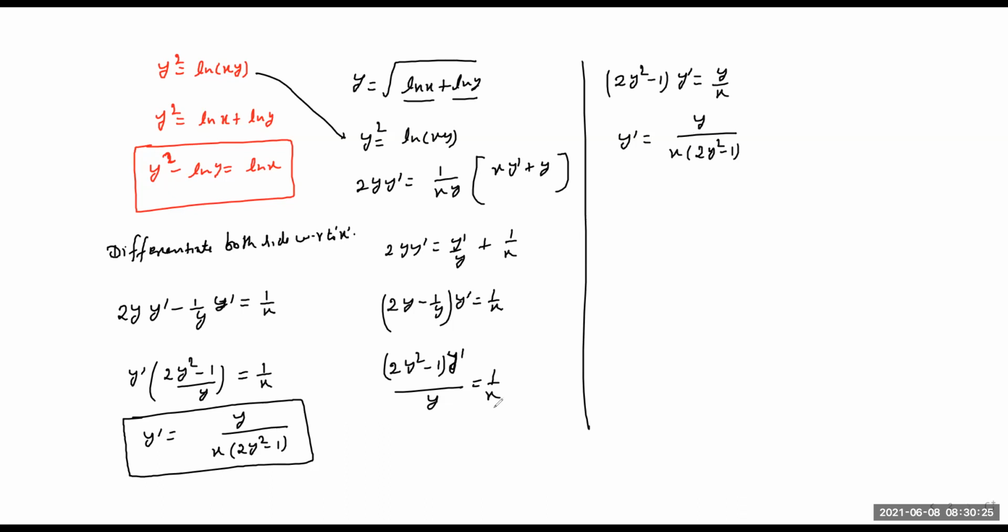Okay. Sir, I have a request. Will you solve from the red mark step? y square minus ln y is equal to ln x. All right, so let's do it once again. y square minus ln y equals ln x.